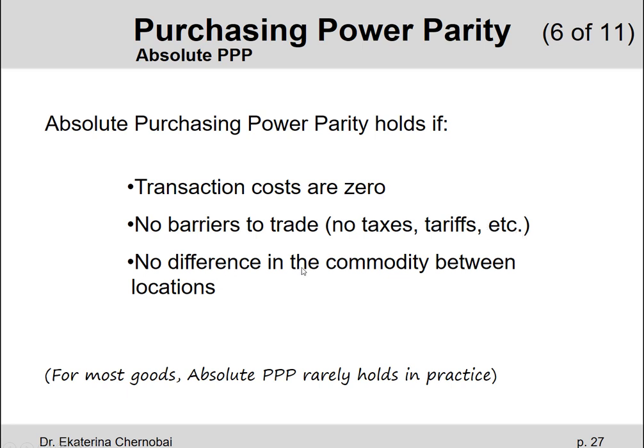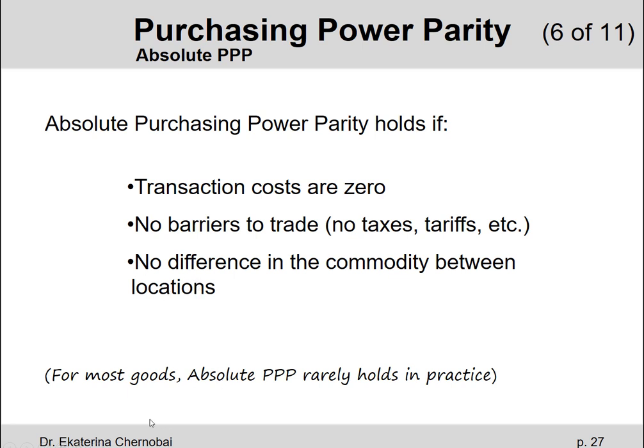And also no difference in the commodity between locations. This means that the same commodity has the same economic value in both countries. For example, what's valuable in the US might have almost no value or not be used at all in other countries.